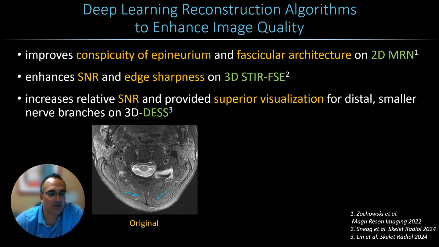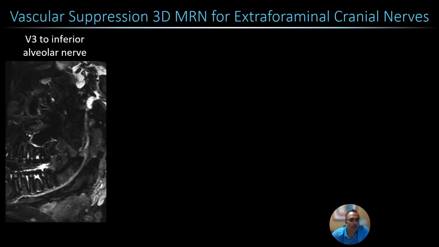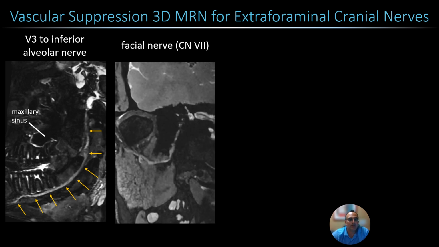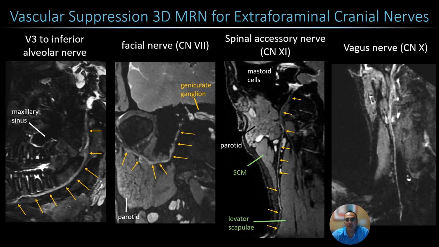provides vascular suppression. So here's an example of a 2D image showing visualization of the greater occipital nerves as much sharper on the deep learning image on the right. We can use vascular suppression techniques, as I mentioned, a DES sequence for evaluating extracranial segments of the cranial nerves. So here the inferior alveolar nerve on the left, the facial nerve, the spinal accessory nerve, and the vagus nerve, just to show some examples.